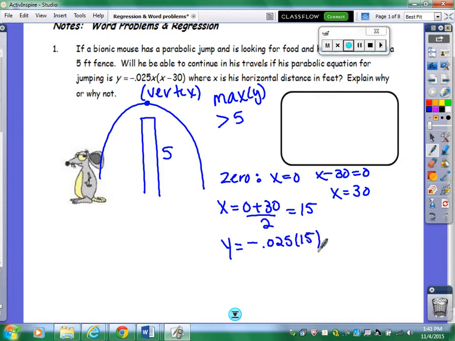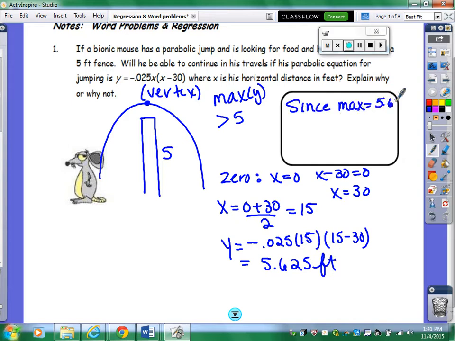So everywhere we have an x, we're putting in a 15. Alright, so take a moment, use your calculator, and you will be able to use calculators on things like this. You don't even need to show me the work, but you can use a calculator to do that arithmetic. Alright, hopefully you got 5.625 feet. So our answer here, and explain why: since the max, 5.625 feet, is greater than 5, the mouse will clear the fence.